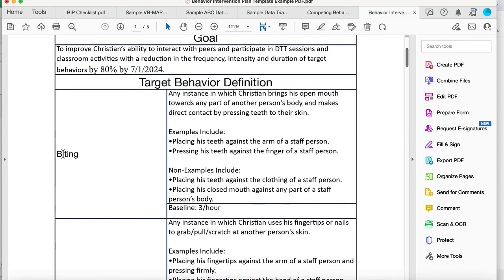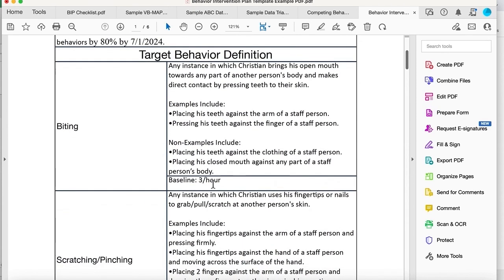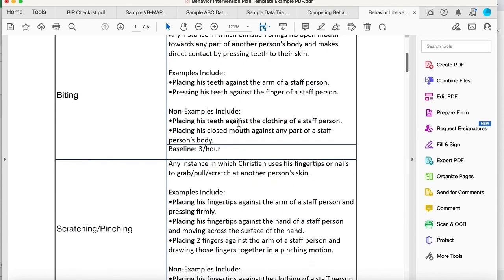His target behaviors, we have biting. And again, operational definitions need to have the body of the definition, your examples and your non-examples. These are really important pieces to your operational definition. A lot of people will skip the examples and non-examples, but it really helps for staff to have these here so that they know whether the behavior is actually occurring or not. It improves the accuracy of your data, and it's very helpful if you customize these to be specific to your learner, examples that come up.